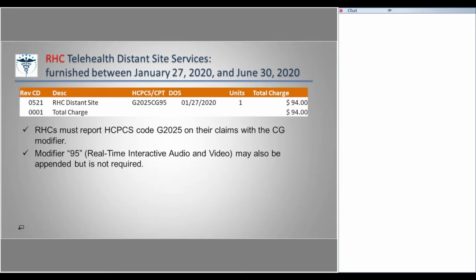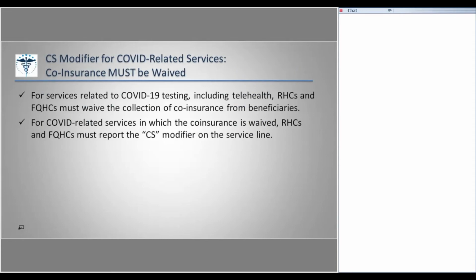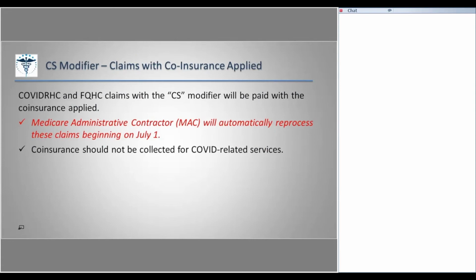Let's go back to January 27, but really most of these are going to be after March, and then our home sites, the patient at home, really is for after March 16. Don't go down those dates. That's a big rabbit hole. But if they're COVID related, we can go ahead and put the CS modifier on those claims. And if it's COVID related, we have to waive the co-insurance for COVID related testing. So if we put the CS modifier on there, the claims will still be paid with the co-insurance, but we just have to not collect it. So how's that for an administrative nightmare? A lot of us are just going to hold claims until July 1, and we've had some MACs tell us we can do that.